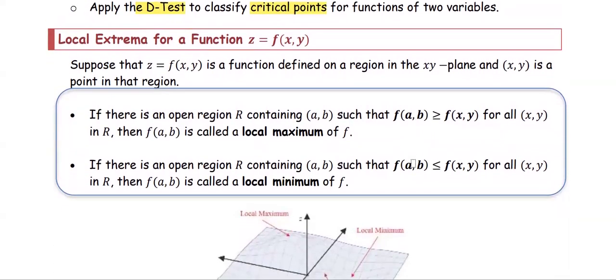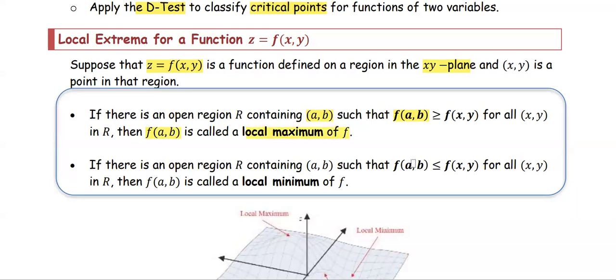Local extrema for a function z equals f of x, y. Suppose that z equals f(x, y) is a function defined on a region in the xy plane, and the ordered pair (x, y) is a point on that region. If there is an open region R containing the point (a, b) such that the function value at (a, b) is greater than or equal to the function value of (x, y) for all (x, y) in the region R, then f at the point (a, b) is called a local maximum of the function f.